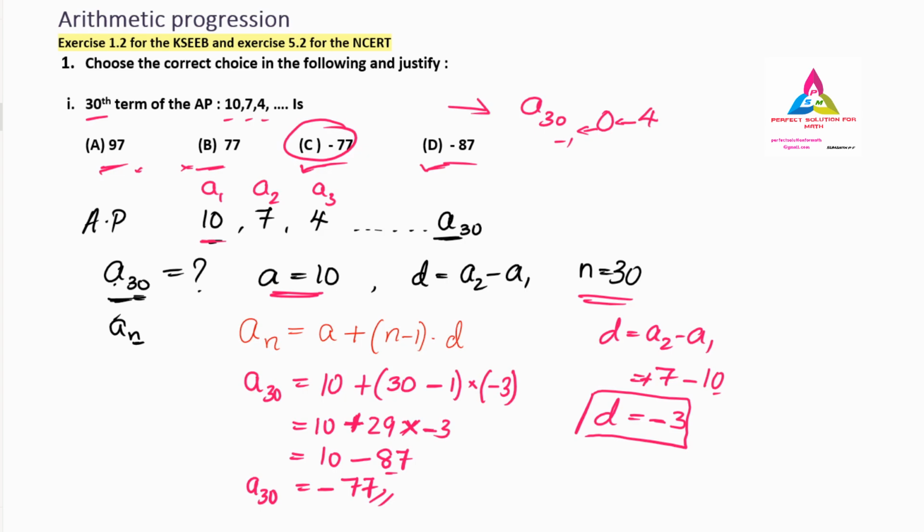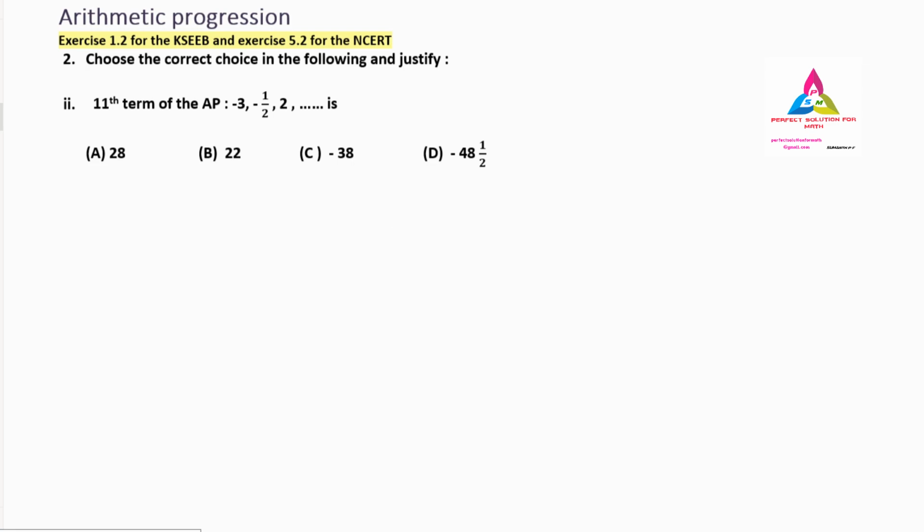So here we have done the justification also. They have told us to justify, and here we have the justification. So option C is the correct answer, that is minus 77. Coming back to the second question.